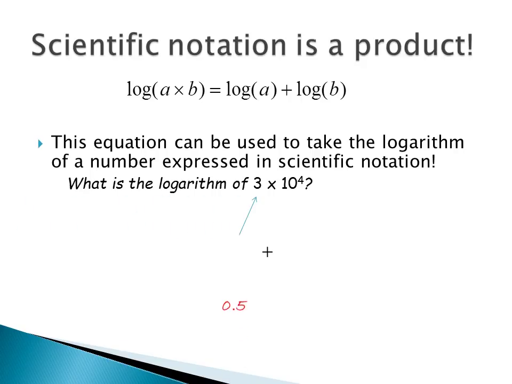The logarithm of 3 is 0.5. We know that from the previous slide. What about the logarithm of 10 to the 4th? That's a power of 10, so it is a whole number logarithm. The logarithm of 3 times 10 to the 4th is the sum of the logs of the individual factors. The logarithm of 3 times 10 to the 4th is 4.5.